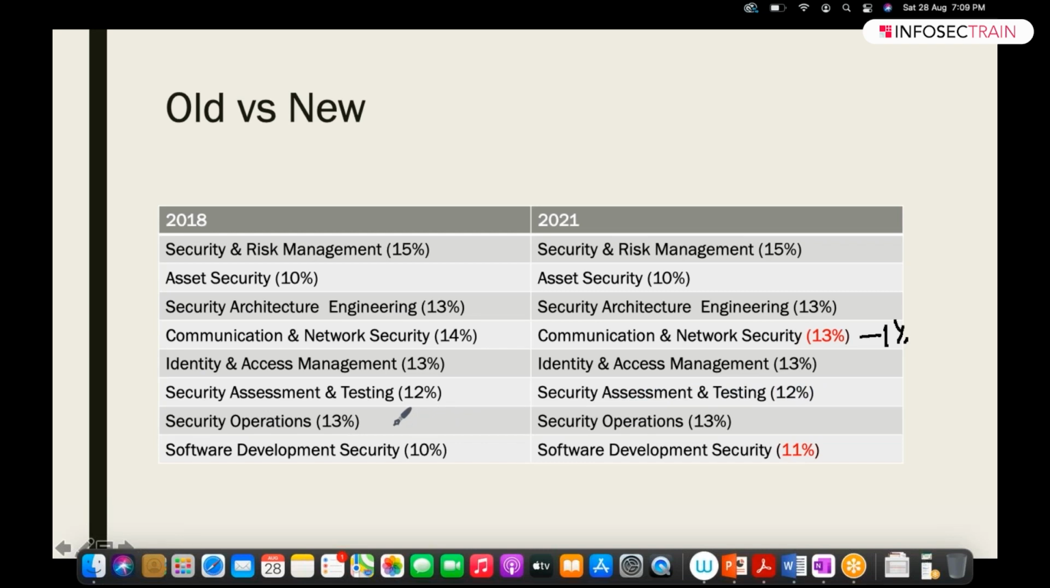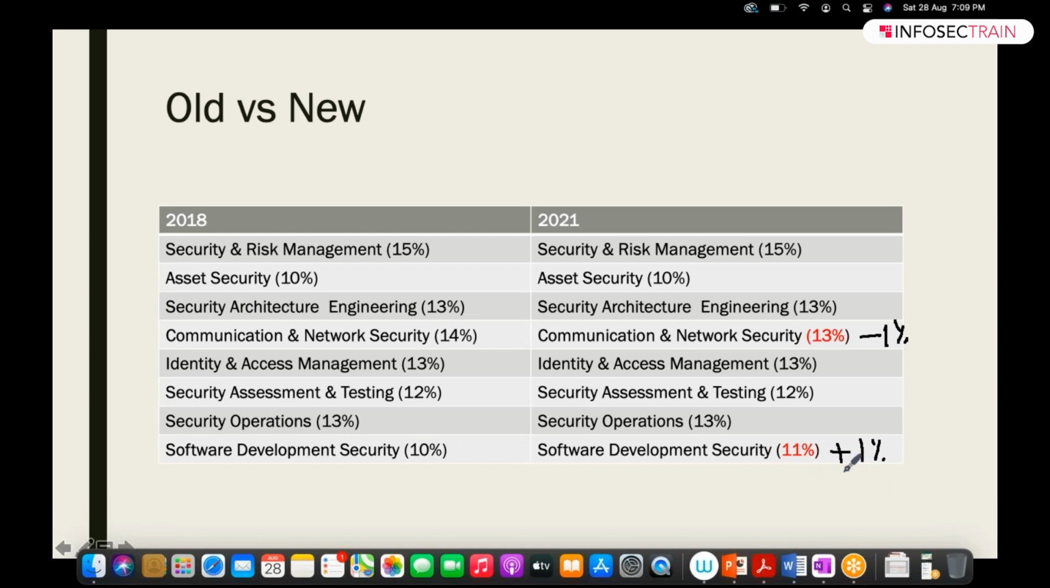In respect to domain 7, security operation, it is also one of the huge domains that we have. It used to have the domain weightings of 13%, and it is still 13%. No changes there. Software development security, it used to have a domain weighting of 10%. Here you can see there's a growth of 1%. This is where we have added a couple more concepts, which were not present in the earlier domains.